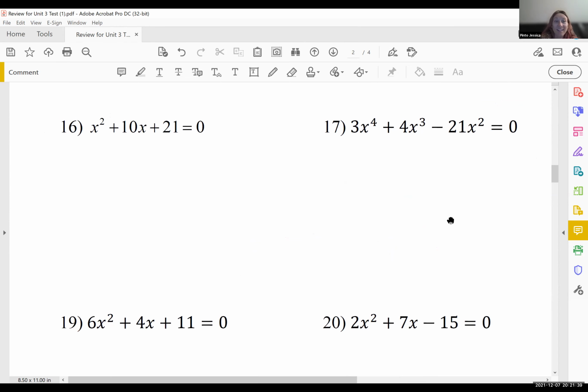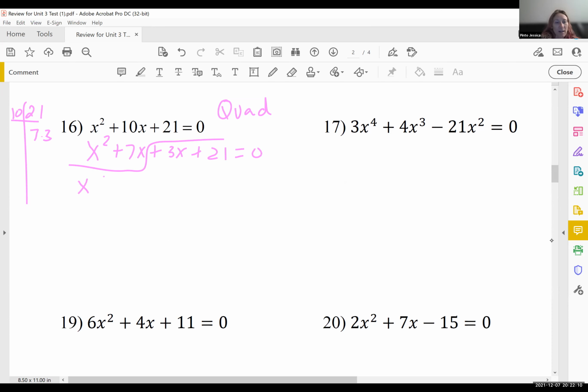Okay, number 16. This is a quadratic. I'm going to look to factor this. 21. Did I already do this problem? So that's 7 and 3. Oh, yay, 7 and 3 add to 10. So x squared plus 7x plus 3x plus 21 equals 0. So this is one that has that lead coefficient of 1.